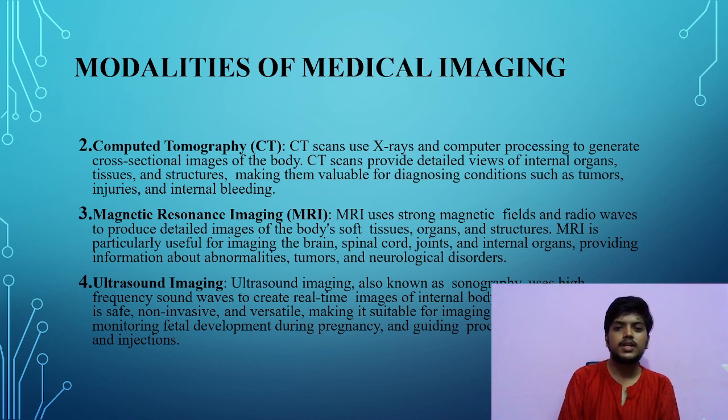Computed tomography, such as CT, uses X-rays and computer processing to generate cross-sectional images of the body. MRI uses strong magnetic fields and radio waves to produce detailed images of the body, soft tissues, organs and structures. Ultrasound imaging, also known as sonography, uses high-frequency sound waves to create real-time images of the internal body structures.